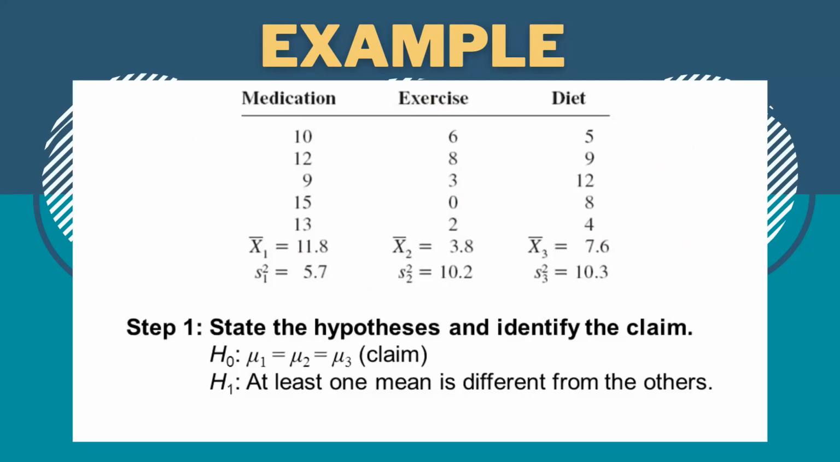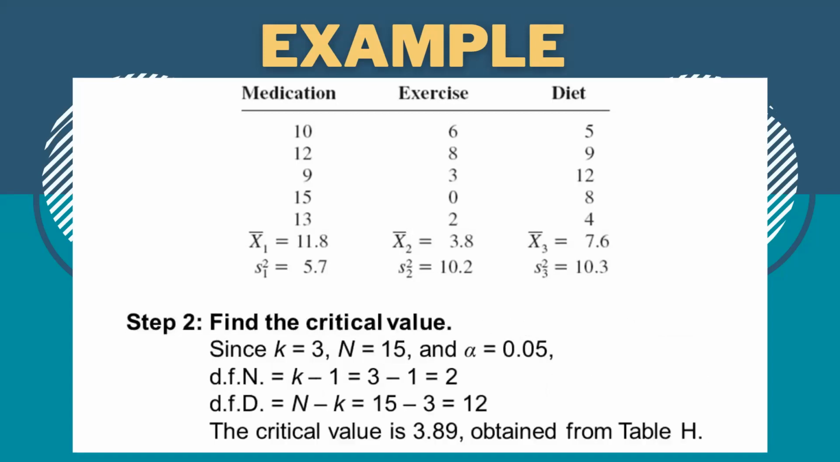First, we state the null hypothesis and identify the claim. The null hypothesis states that the means for all 3 groups are equal. And the alternative hypothesis states that at least one mean is different from the others. So in step 2, we will find the critical value. Since the total number of groups, which is k, is equal to 3, the total number of subjects, which is n, is equal to 15, and alpha is known, which is 0.05, we will find the degrees of freedom for the numerator and the denominator and obtain the critical value from table H. It comes out to be 3.89.